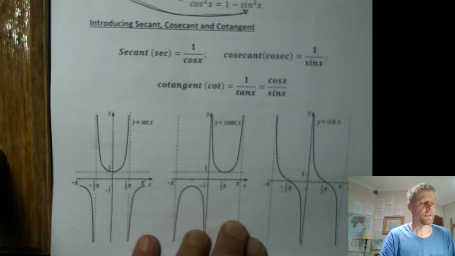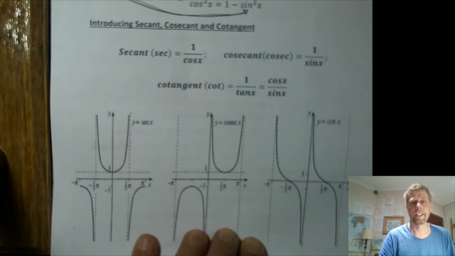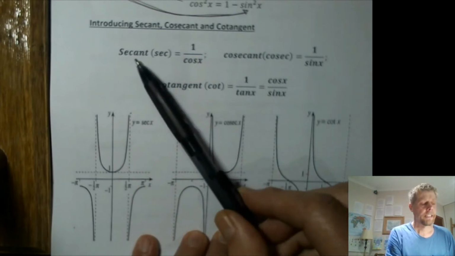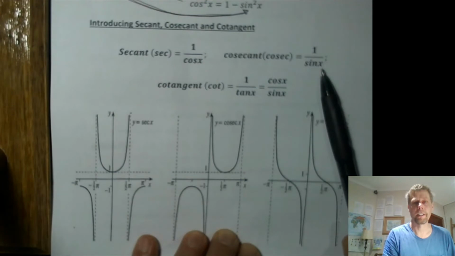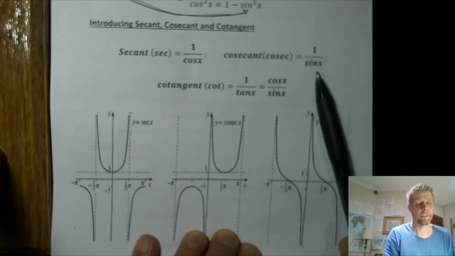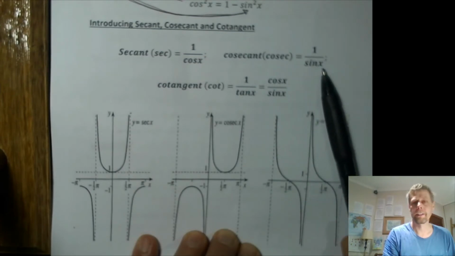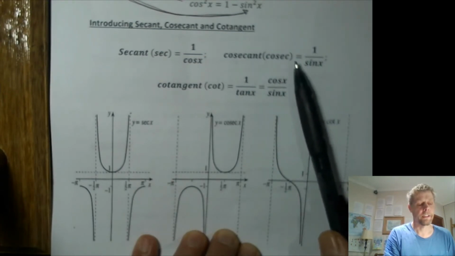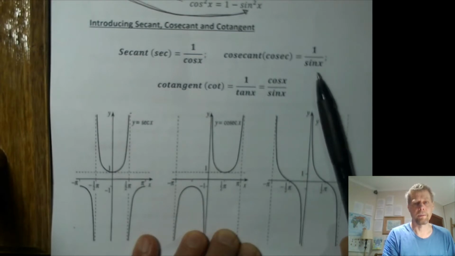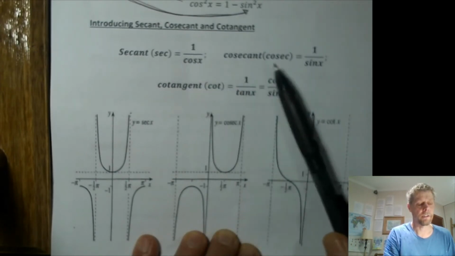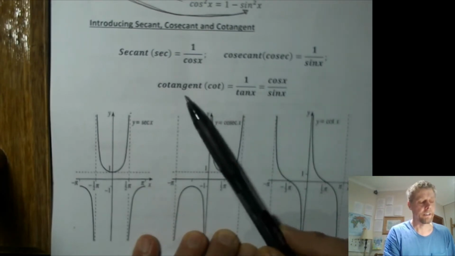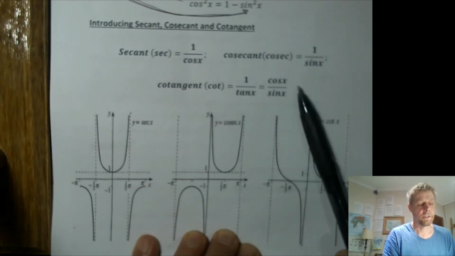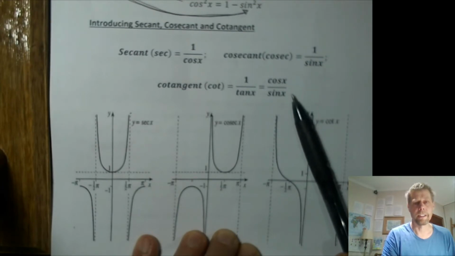Now we can introduce secant, cosecant, and cotangent. Secant is 1 over cos x, and cosecant, or cosec, is 1 over sine x. Note how they name these things. I would have called cosec 1 over cos, but no, it's like the opposite, so they've said cosec is 1 over sine, and that's how you remember these things. Sec is 1 over cos, cosec is 1 over sine. Doesn't make sense, but that's how it is. And then cotangent is 1 over tan, which is just cos x over sine x.